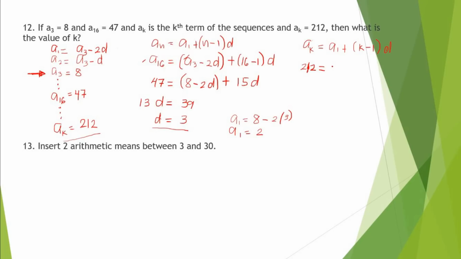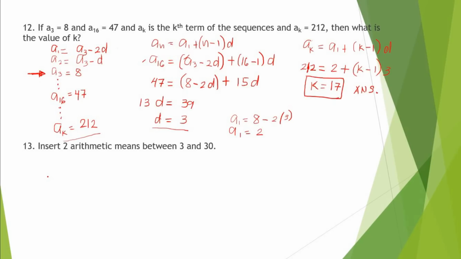Okay, so let us substitute this value here. 2 plus K minus 1 times the common difference, which is 3. Our only unknown is K. Therefore, we can solve for our K. Simplifying this expression and solving for K, we have K is equal to 17. So this is our answer.